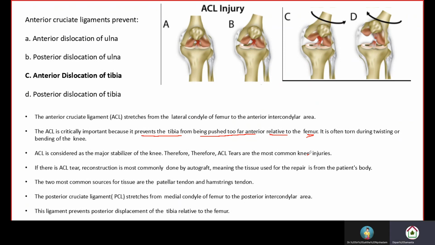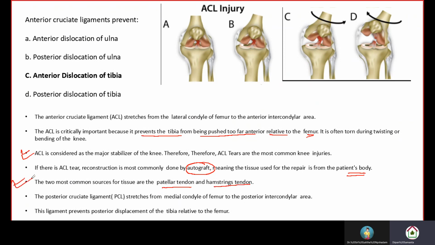Anterior cruciate ligament is considered as the major stabilizer of the knee. Very important point. And therefore, injury to ACL is the most common knee injury. And if there is ACL tear, reconstruction is commonly done by autograft, meaning the tissue used for the repair is from the patient's body only. And the two most common sources for tissue are patellar tendon and hamstring tendon.